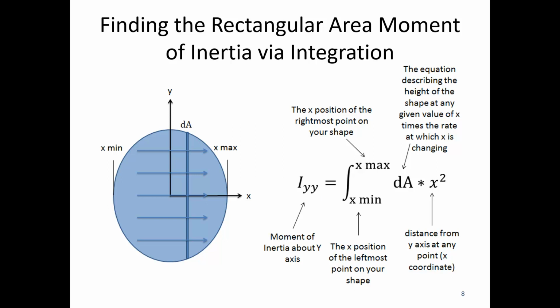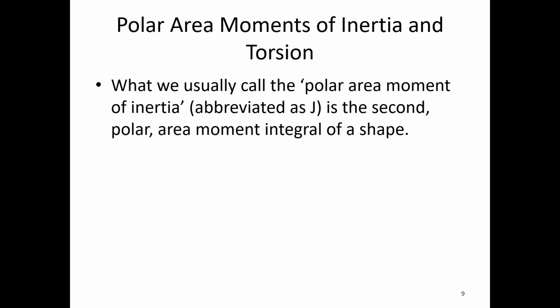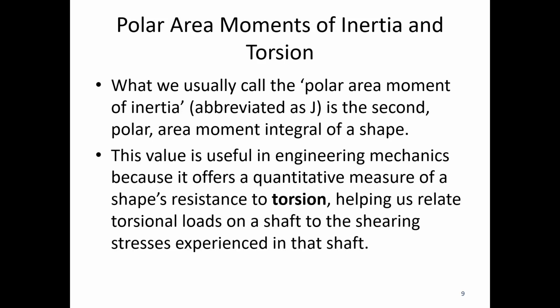All right, so that is Ixx and Iyy. That's the rectangular area moment of inertia. Next up, we're going to talk about the polar area moment of inertia and torsion. The polar area moment of inertia, abbreviated as J, is the second polar area moment integral of that shape. This value is useful in that, again, it is the resistance to torsion for that shape, helping us understand torsional loads and the angle of twist in a shaft.